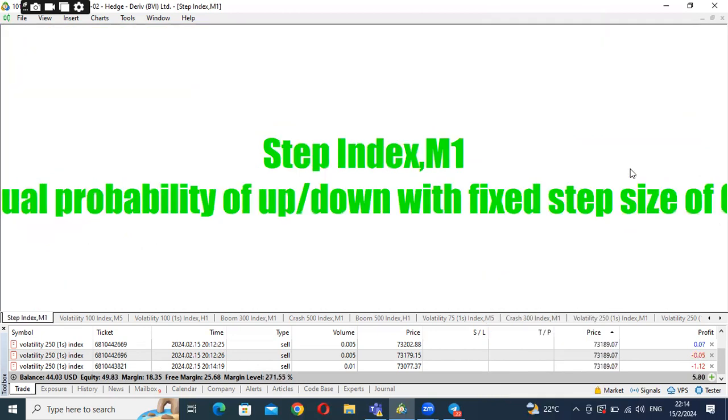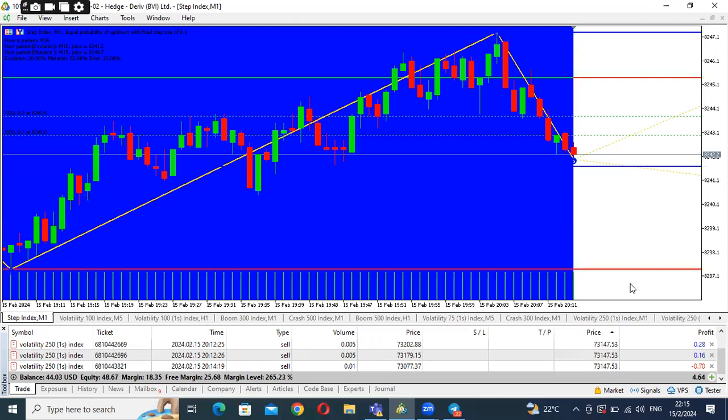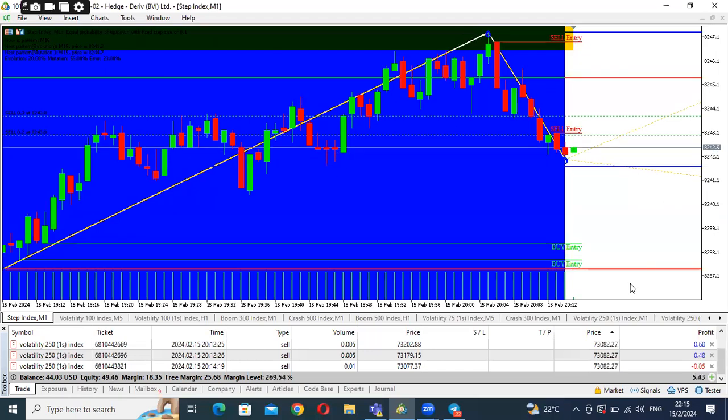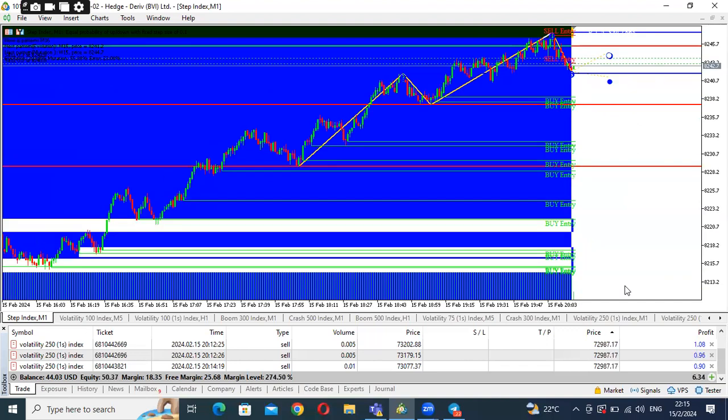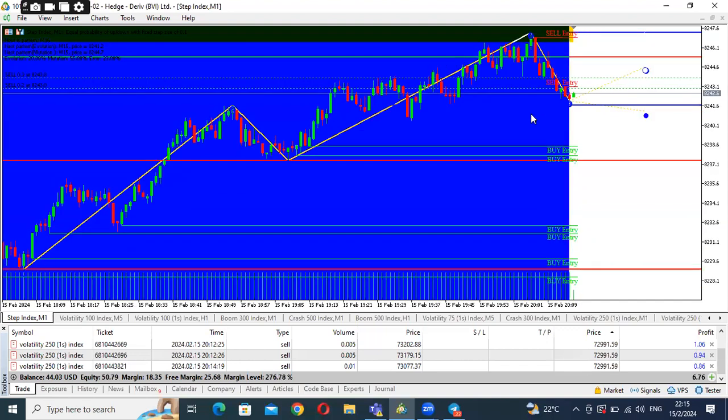This is the 1 minute time frame. Step index is moving well. V250 is the one that is tripping, but step index is moving well. So once step index breaks the area, which is it right now, step index has reached a node on M1. As you can see, this is the node that has given us another sell entry. So I guess we need to add positions, guys. Let's add positions. So I'm going to add 0.4.